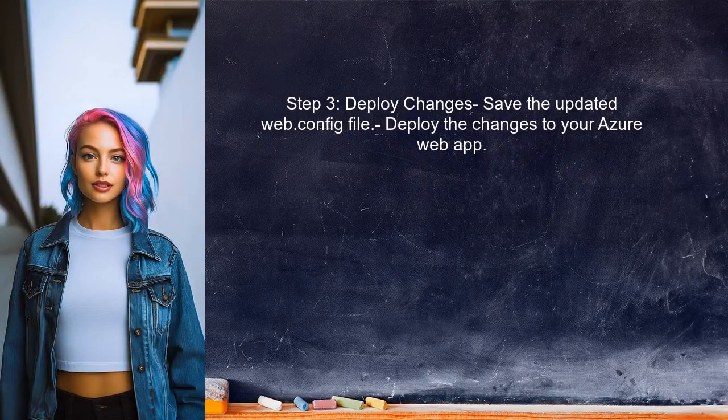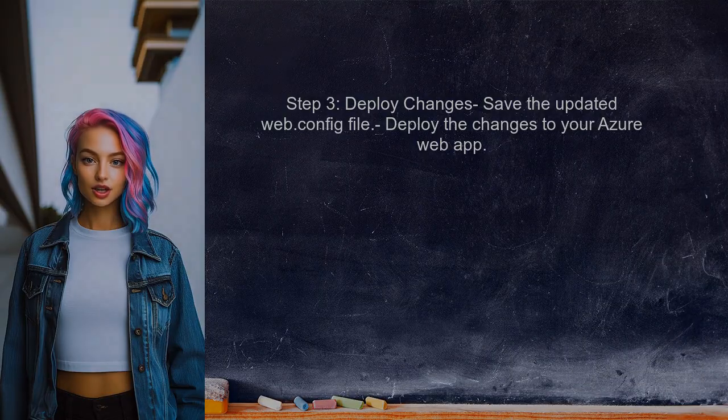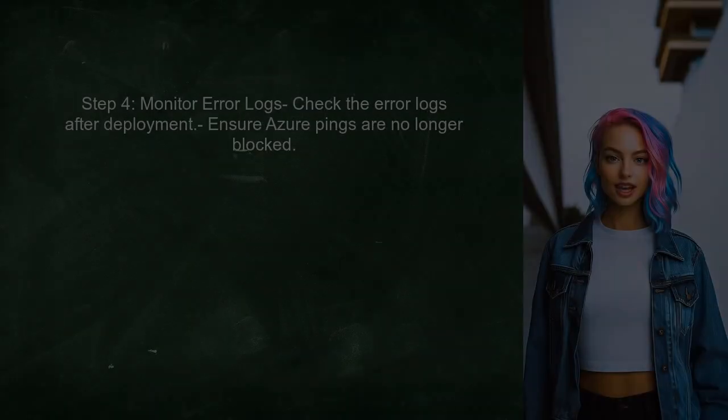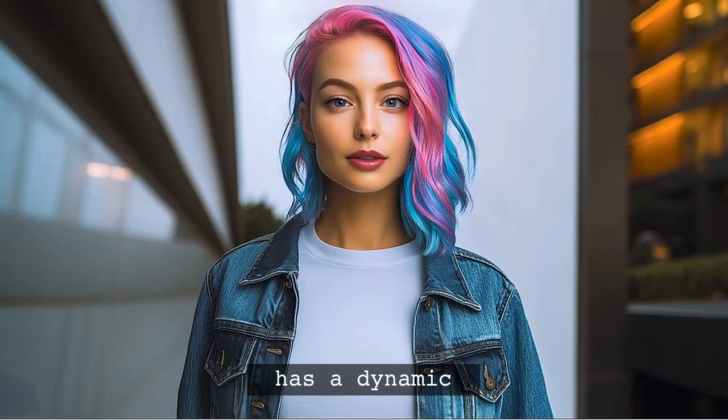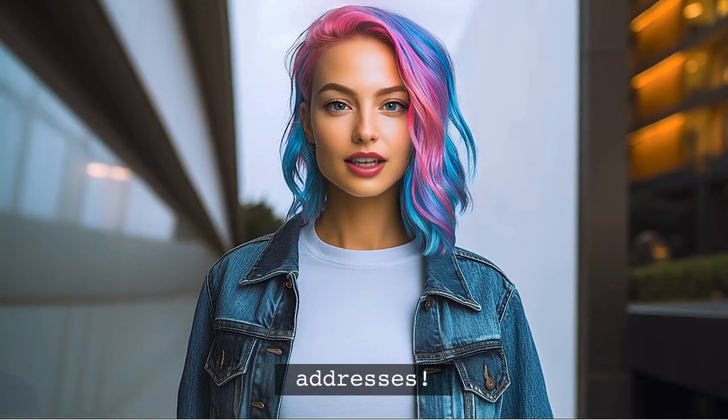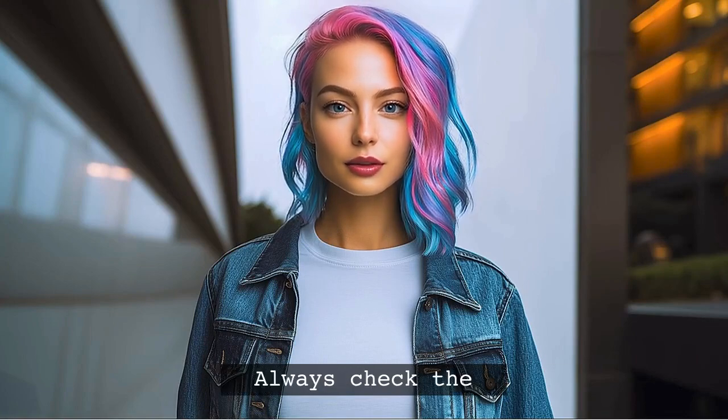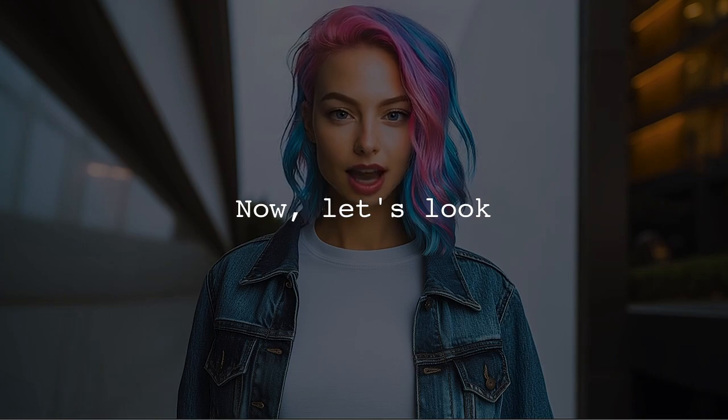After updating the web.config file, the user should deploy the changes to the Azure web app. This will apply the new settings and allow Azure's pings to go through. Finally, the user should monitor the error logs to ensure that the Azure pings are no longer being blocked. This will confirm that the changes were successful. Fun fact, Azure has a dynamic range of IP addresses, which means they can change. So always keep an eye on the documentation to stay updated.